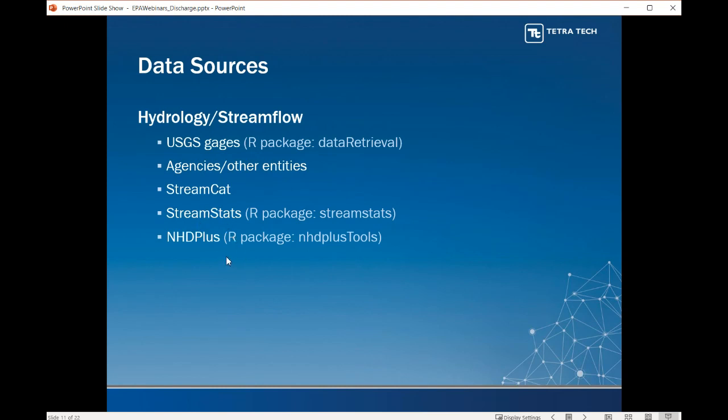And then finally, NHD Plus, there's an R package called NHD Plus Tools that allows us to delineate flow paths and catchments as well, which I'll highlight in a minute. These last three, StreamCat, StreamStats, and NHD Plus, these will not be the focus for today, but I just wanted to highlight these as some really exciting extensions if this interests you.